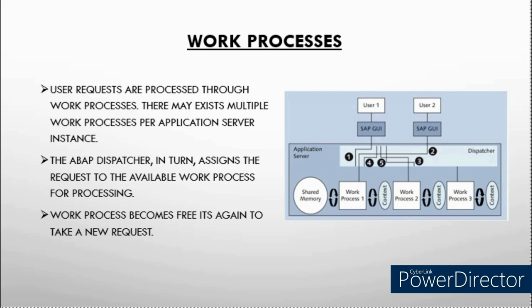So here are many work processes doing their jobs. The first work process does a job and tells the dispatcher that I am available for another work. Here is the next line. We are talking about this work process becoming free. It again takes a new request when it finishes its first task.